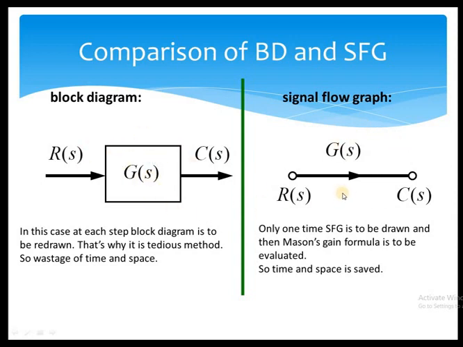What are the advantages of SFG? It saves a lot of time and space. A single formula, that is Mason's gain formula, is enough to find the transfer function, when compared with the block diagram, because in a block diagram you have to redraw each and every step, and it takes more time and space, and it is a very complex method compared with SFG. That's why we prefer the SFG method to solve our competitive exam papers also.